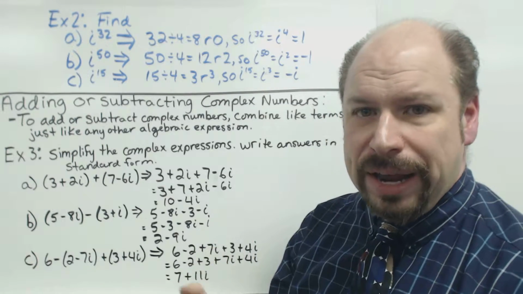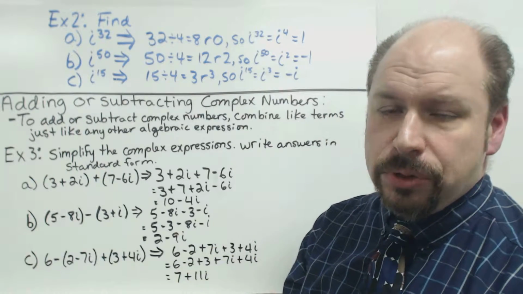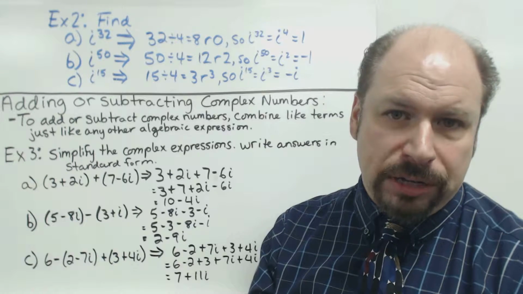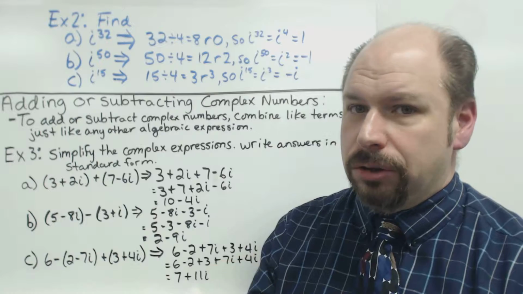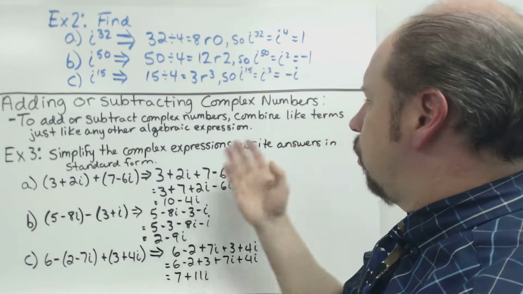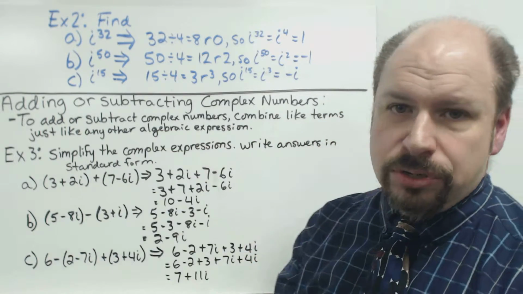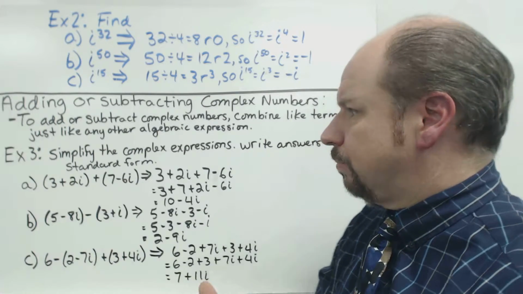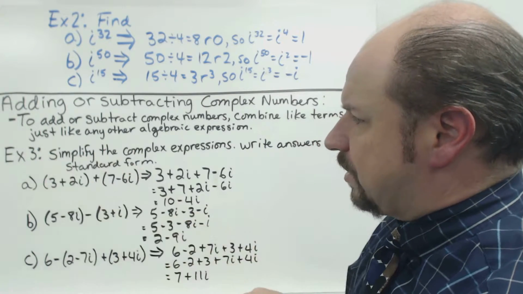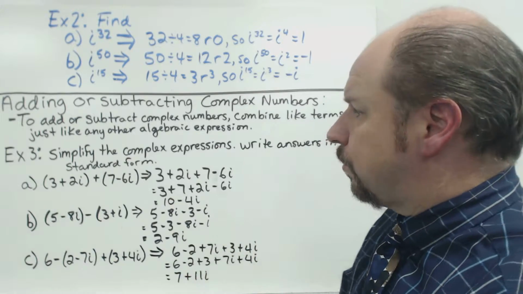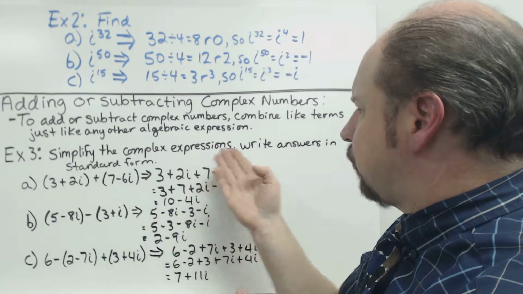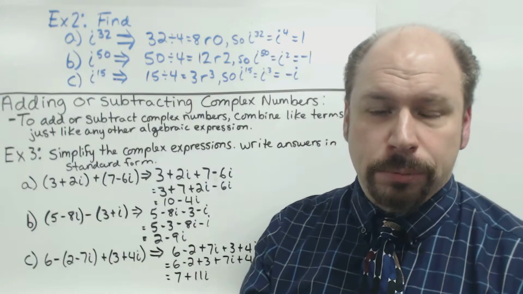Okay, so now let's talk about adding and subtracting complex numbers. The nice thing about adding and subtracting complex numbers is it's just like adding and subtracting regular algebraic expressions. So we combine like terms just like any other algebraic expression. So in this example, we're going to add and subtract some complex numbers. So simplify the complex expression, write answers in standard form.